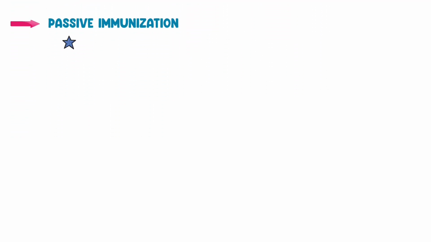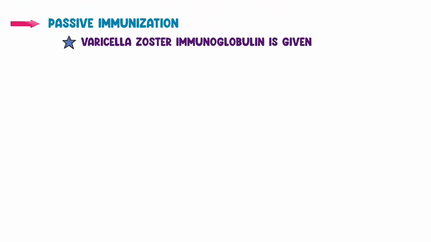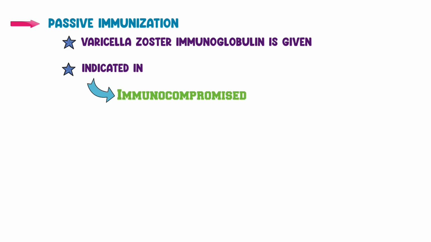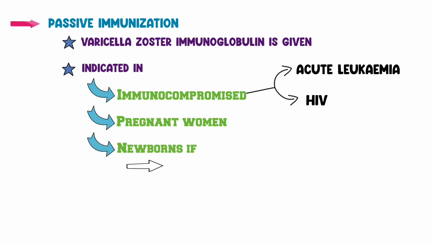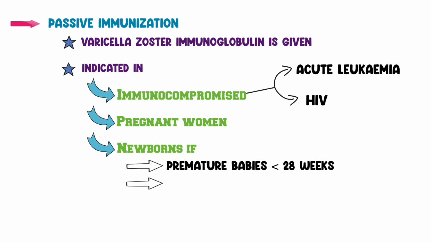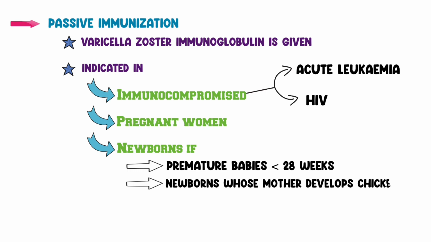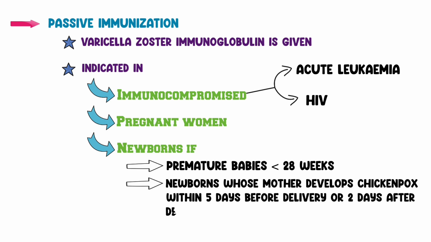In passive immunization, the varicella zoster immunoglobulin is given. Passive immunization is indicated in immunocompromised patients, like in acute leukemia and HIV. Also indicated in pregnant women and in newborns if the baby is premature or the baby whose mother develops chickenpox within 5 days before delivery or 2 days after delivery.